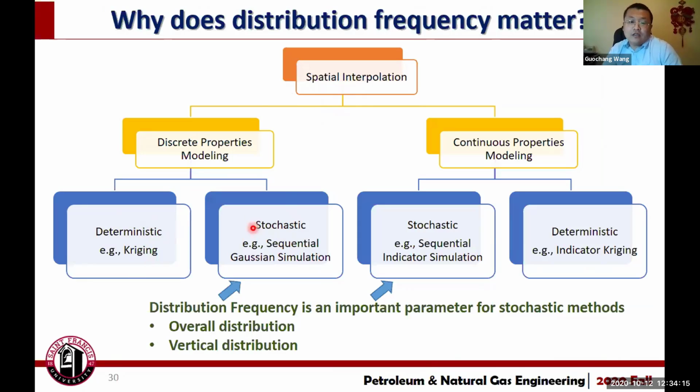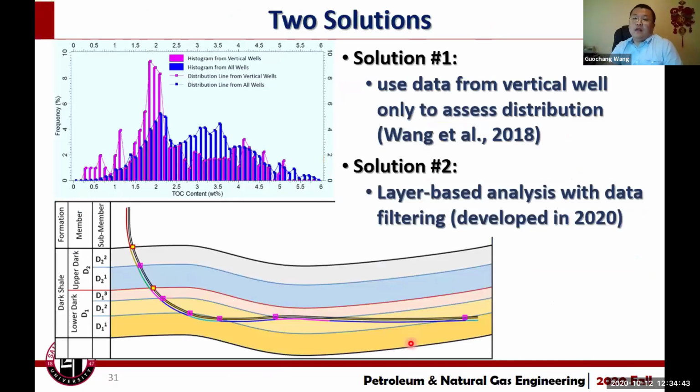But for the stochastic methods, like the sequential Gaussian simulation for continuous properties like porosity, permeability, saturation, or the sequential indicator simulation for discrete properties, those random methods need distribution frequency as an input to assess the overall distribution or the vertical distribution. And in those cases, the sparse data is a problem for building the model.